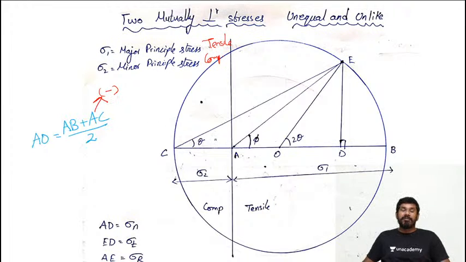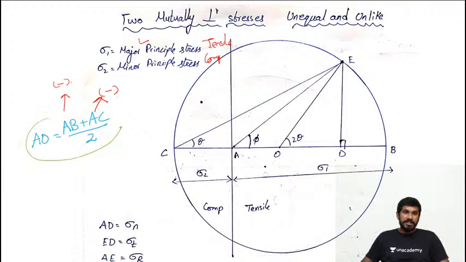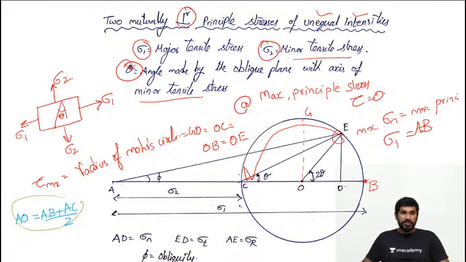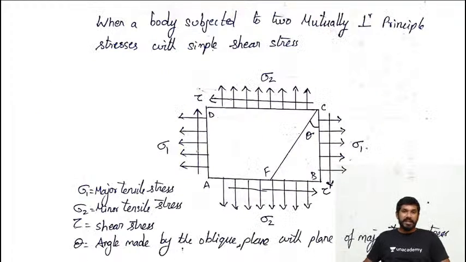In case the major principal stress is compressive, then you have to substitute the AB value as negative. So based on the type of stresses, you have to substitute whether it is positive or negative. But the common equation is AB plus AC by 2. Like in the previous one, here also AB plus AC by 2. If it is compressive, use the negative sign, whether it is AB or AC, that is major principal stress or minimum principal stress.